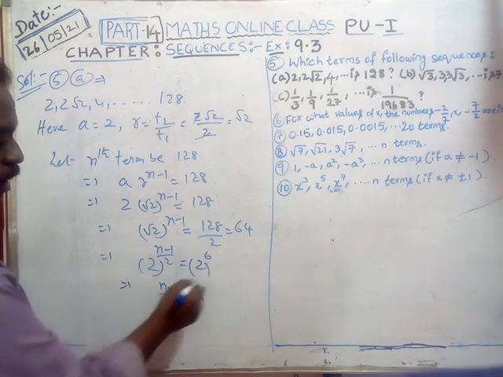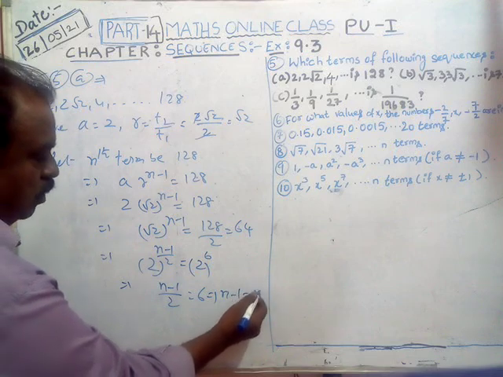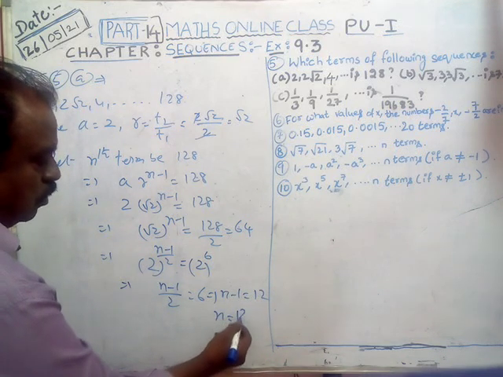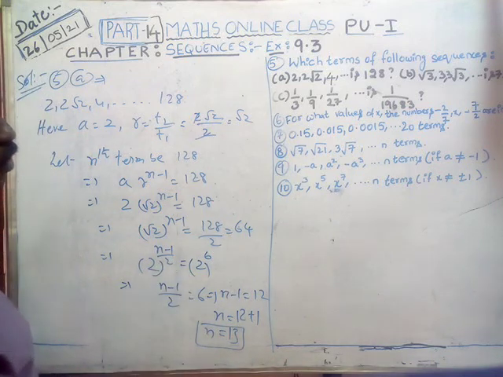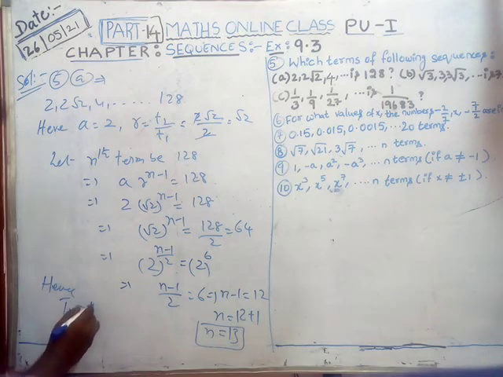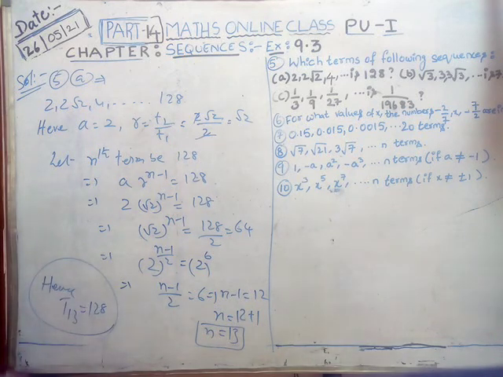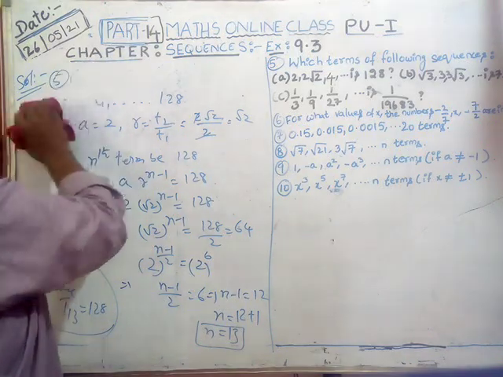Bases are equal, hence the indices are equal. So n minus 1 is equal to 12. N is equal to 12 plus 1, that is 13. So the answer is 13. That is the 13th term. Hence, you see, the 13th term is 128. Like that we have to solve it. Is it clear? Next we will go to the next problem.